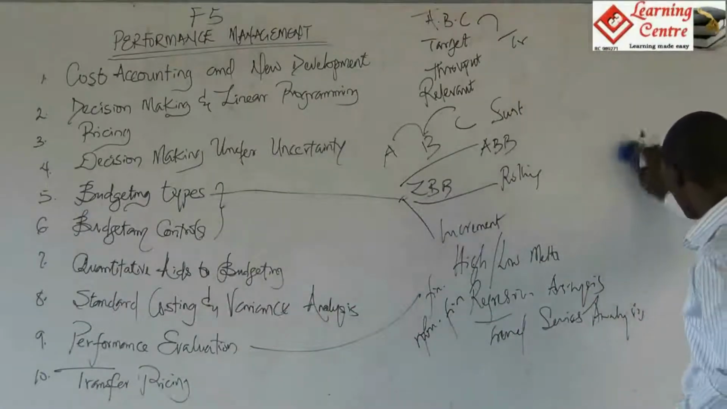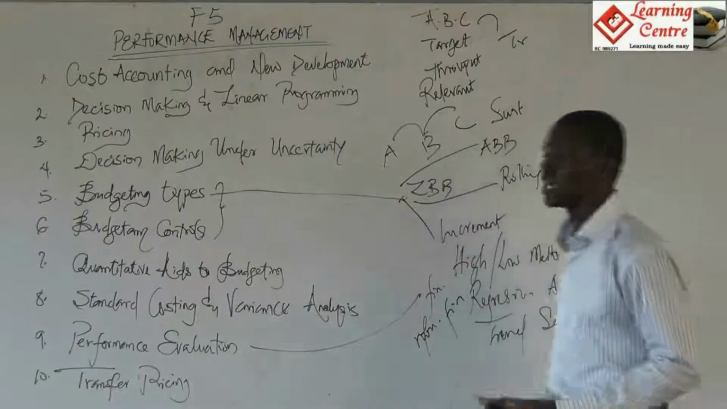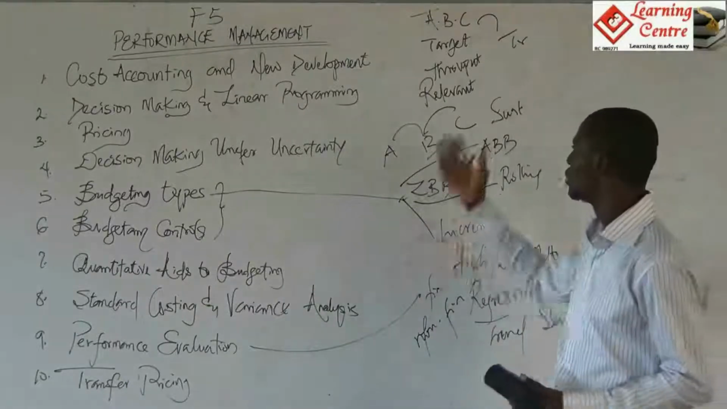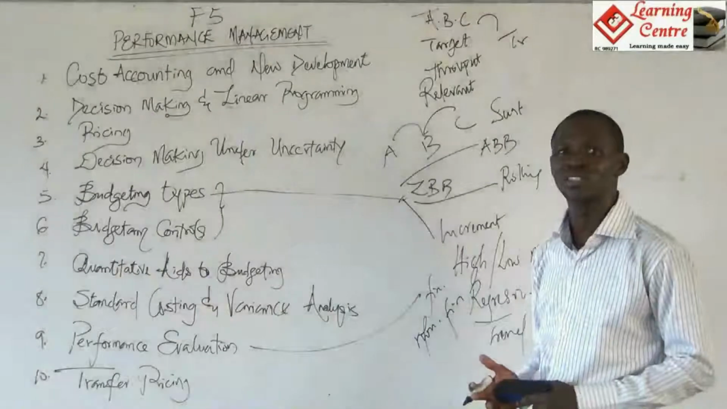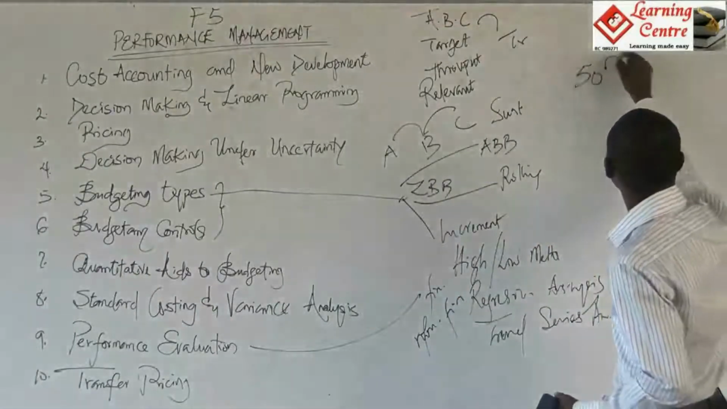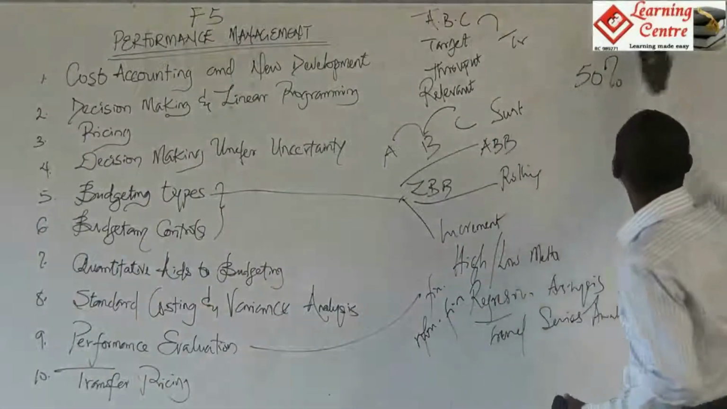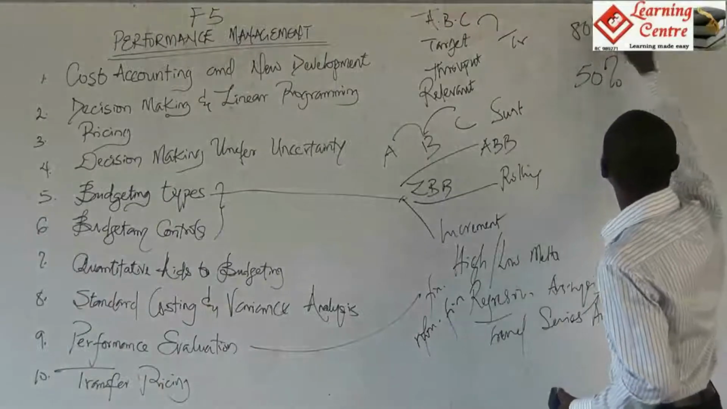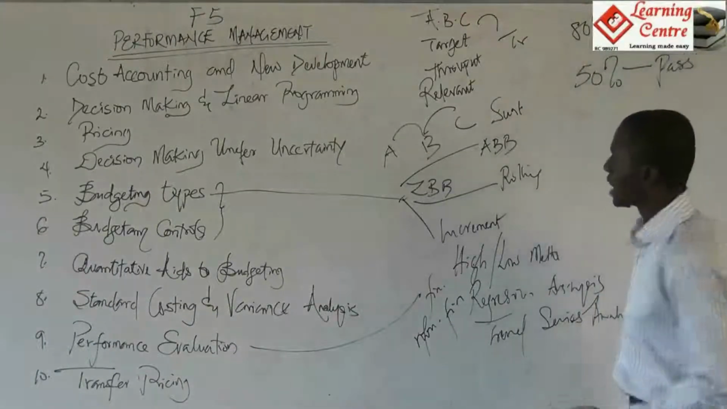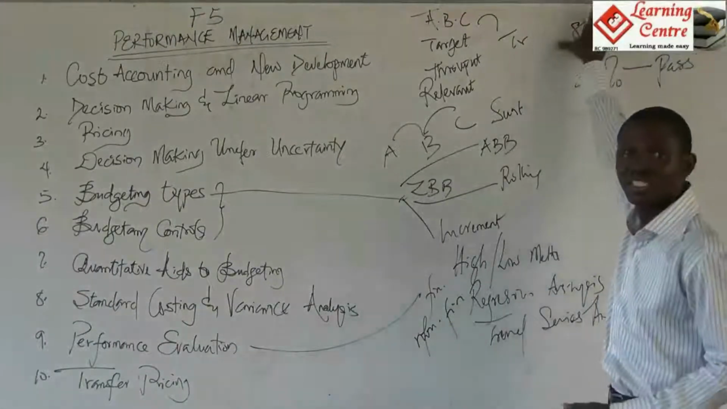So at the end of the class, we are sure we are going to meet up and pass our exams. So 50% might be your target, but we can target what? 80%. This is for pass, but at the end of the class, we assure you this is sure.